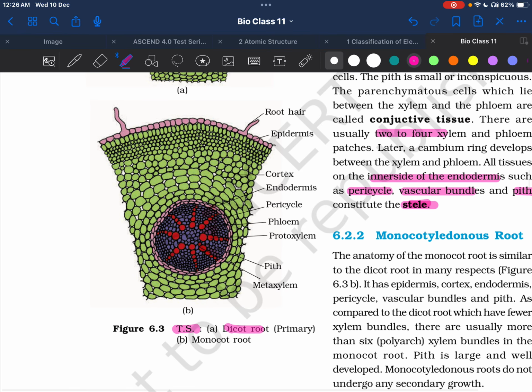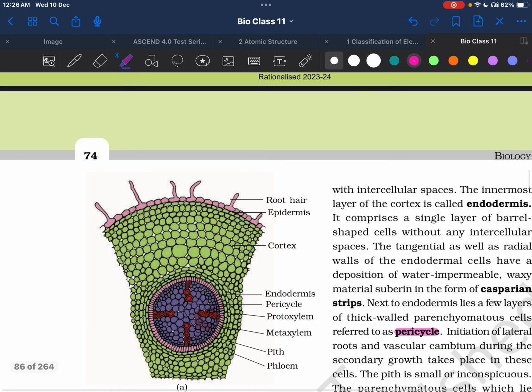Transverse section of dicot root, primary. Root hair, epidermis, cortex, endodermis, pericycle, protoxylem, metaxylem, pith, phloem.